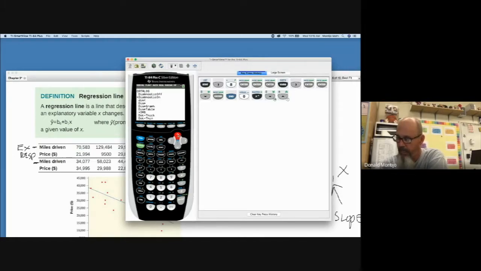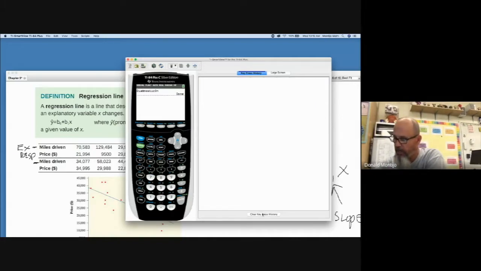And I'm going to turn my diagnostics on, and it should say diagnostics on. You hit enter one more time and it says done. Cool. Now it will give me R. But unfortunately, I didn't have my diagnostics on when I did the work the first time. That's all right. We'll do it again.